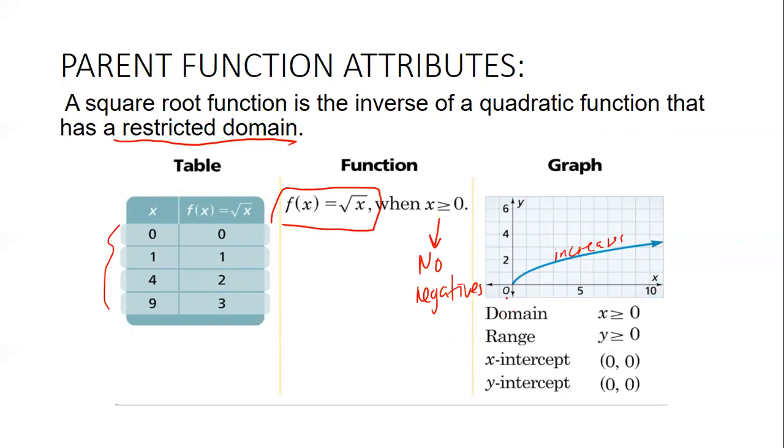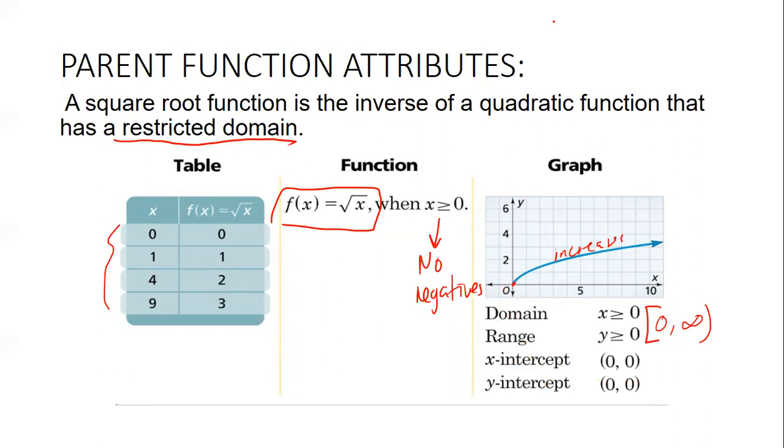The domain of this graph, domain meaning how far left do we go? So reading from left, we go from 0 to infinity, which is why our domain is x is greater than or equal to 0. When we're looking at our range from bottom to top, we start at 0 and then we continue to infinity. So this is our domain and range written in inequality format. Our domain and range can also be written in interval notation, which would be 0 to infinity. Our x-intercept and our y-intercept are asking us, where do you cross the x and y axis? And that both takes place at the origin.